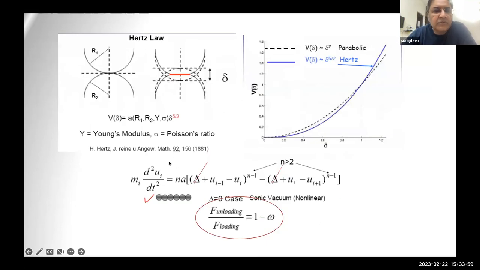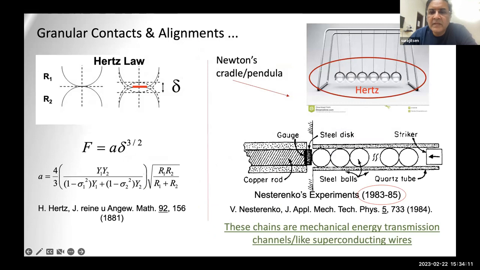The equation of motion that one can use would be this kind of an equation of motion. This big delta here is like a preloading. So if you go back to our previous system out here, if these grains were to be pre-compressed, in this case, they're not, as you can see, they're touching each other.